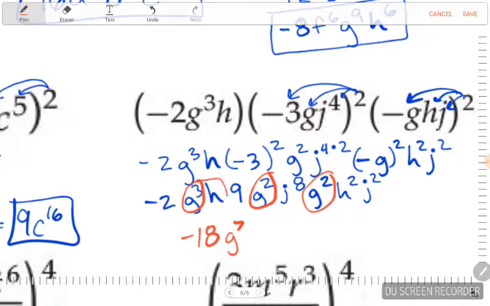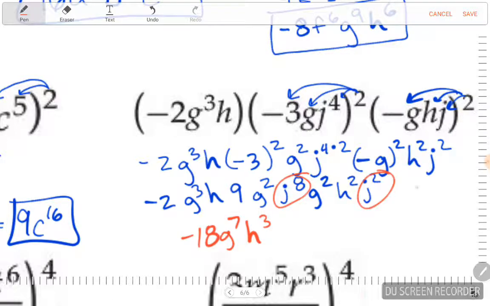Okay, then I've got H. Let's see if I can erase just those circles. Sorry. Okay, so G to the 7. H, I've got 1 here, 2 here. That's it. So I've got H cubed. And then J, I've got a J to the 8th and a J squared. So 8 plus 2 is going to give me J to the 10th power.